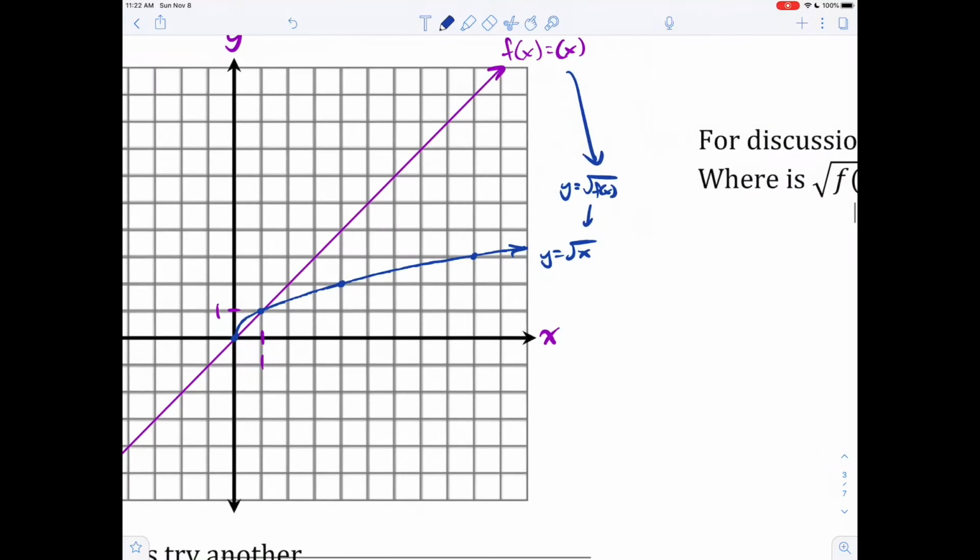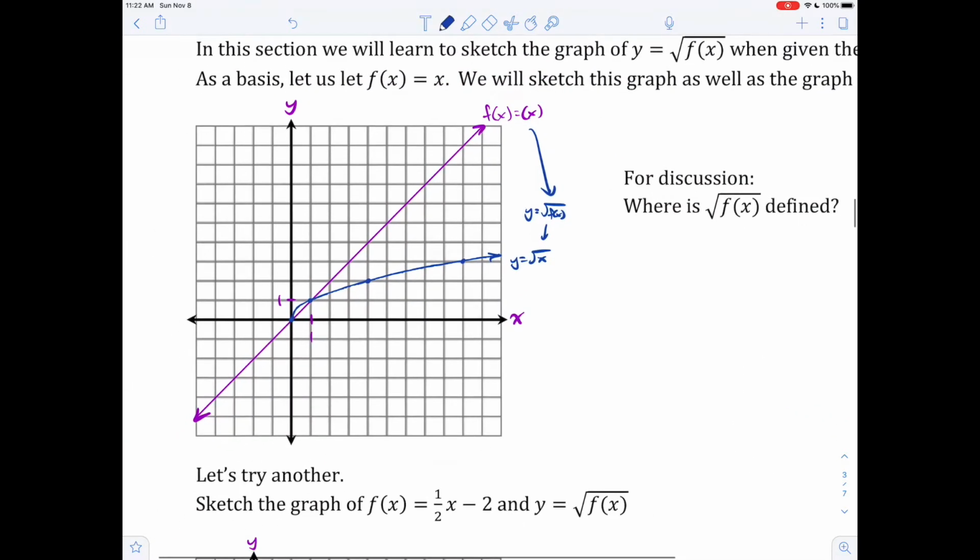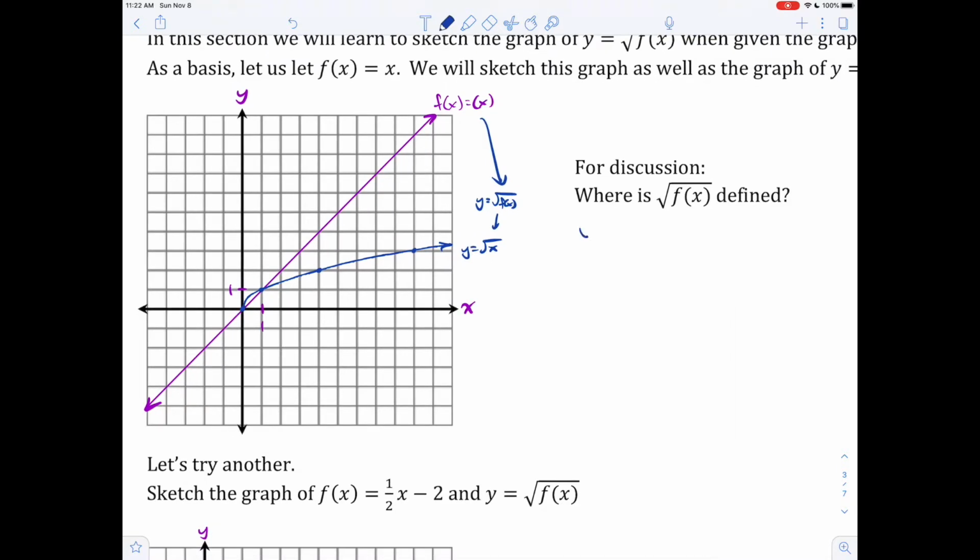So things we notice. Where is f of x defined? Well, first of all, I guess I didn't really talk about what are the square roots of these, but we know that we can't take the square root of any negative number. So square root of f of x is only defined wherever f of x is at least 0. That's that one done. Super duper.